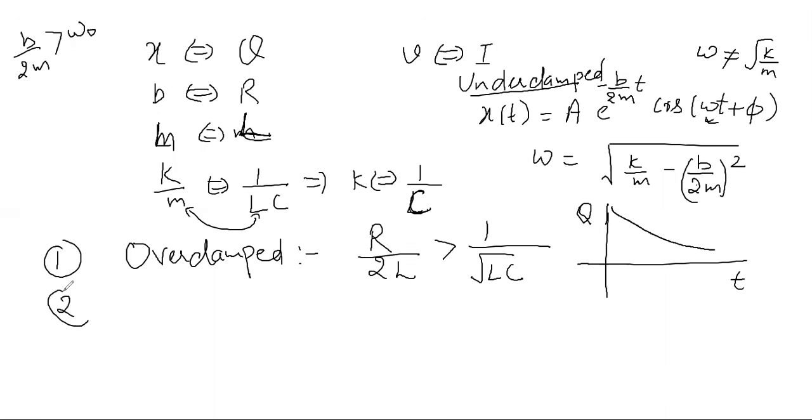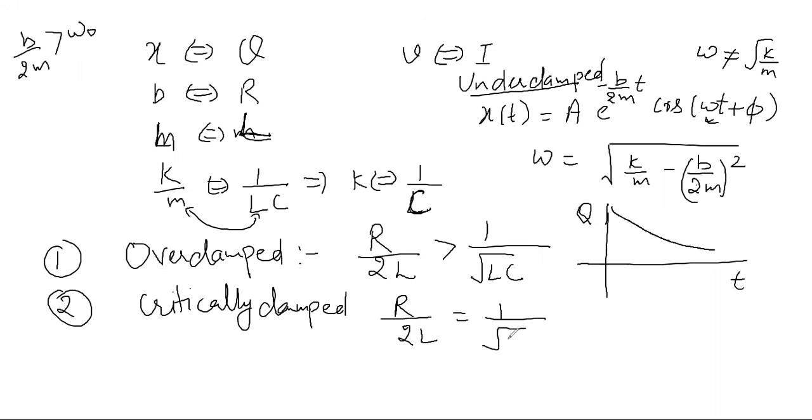Second case जो हमने discuss किया था mechanical में, that was critically damped. Critically damped में हमने कहा था your b upon 2m is equal to omega naught. Here that means your r upon 2l is equal to 1 upon square root of LC. In this case, ये जो आपकी particular value of resistance है, इसको बड़ी बार critical resistance भी बोलते हैं. And from here I can calculate the value of critical resistance.